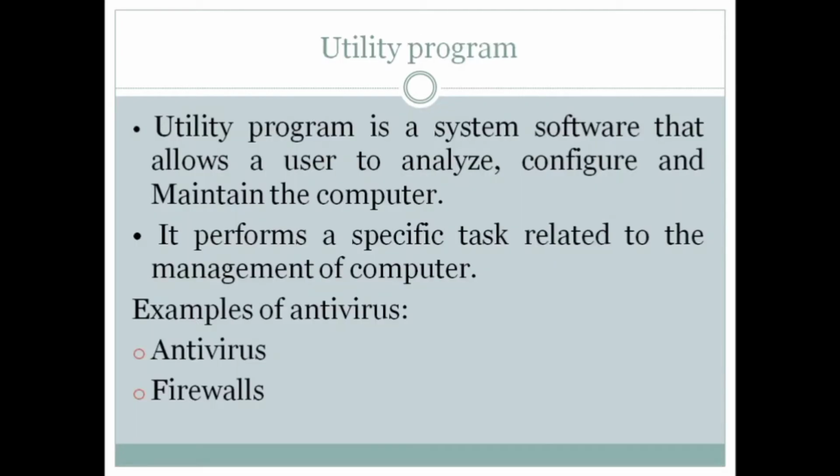Now the last type of software is the utility program. As humans need food and shelter for living their life, similarly the utility program is an essential part. It is a kind of system software that allows the user to analyze, configure, and maintain the computer system. It performs a specific task related to the management of the computer. Examples of utility programs are antivirus and firewalls.